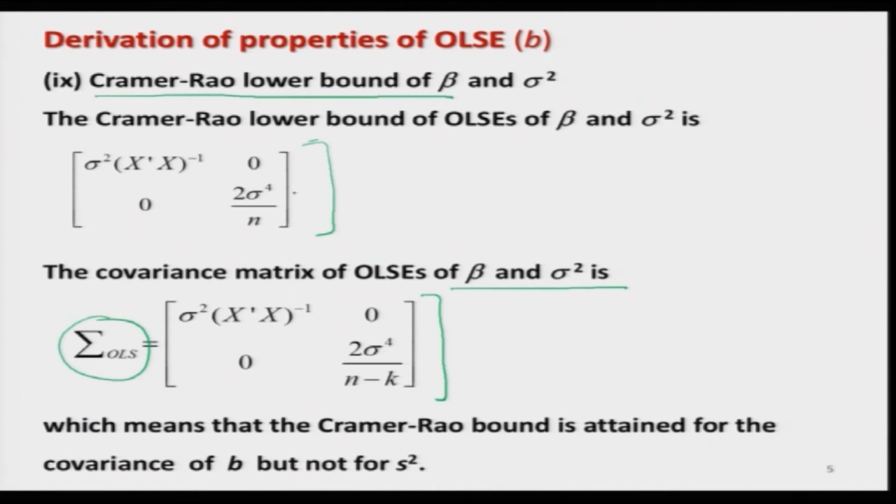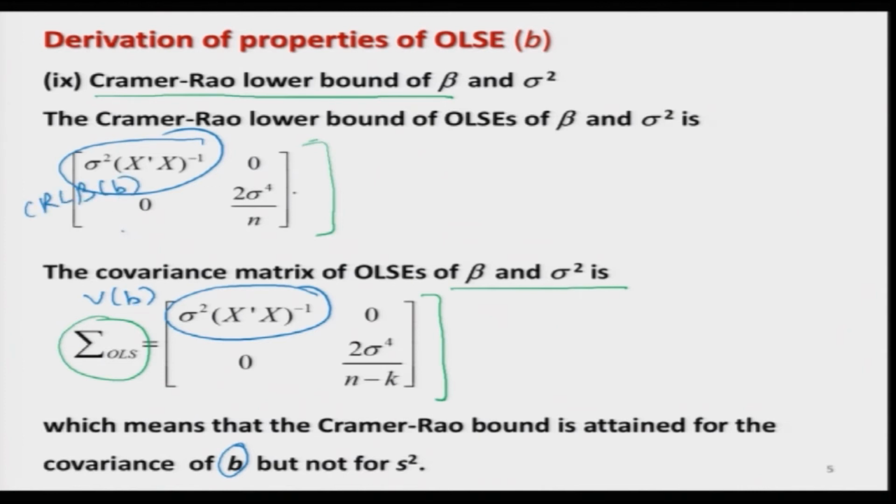You can see that this value, which I am writing in blue color, and this are the same. That means B is attaining the Cramer-Rao lower bound. This is the covariance matrix of B, and this is the Cramer-Rao lower bound of B. Both are actually the same. So the variance-covariance matrix of B and the Cramer-Rao lower bound CRLB of B are the same. So I can say that B attains the Cramer-Rao lower bound, or the Cramer-Rao lower bound is attained for the covariance of the ordinary least square estimator B.